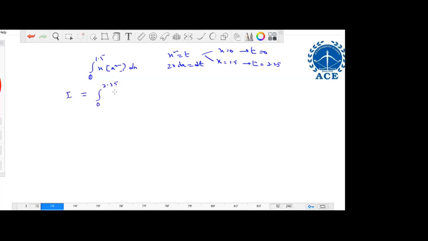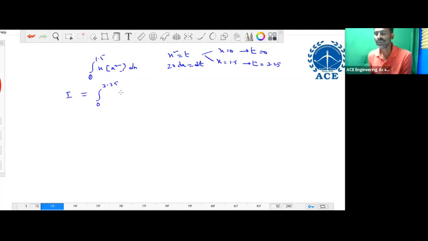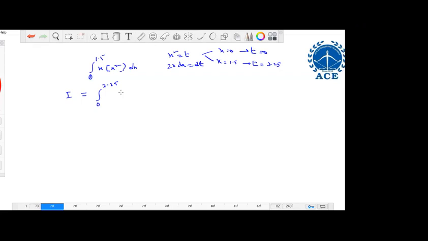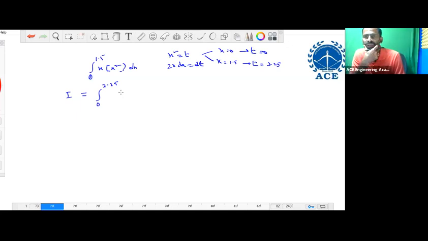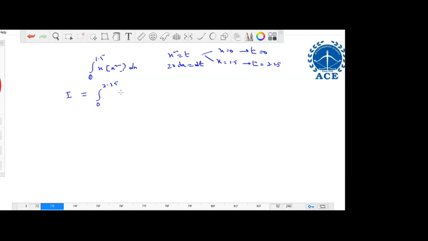Okay, sir, I think I got it. I didn't change the limits. Do not change the limits. Same thing in terms of t, in terms of x again, and now substitute. But if I substitute x square in place of t, then we need not change the limits, right? No change. Then I did that. Okay.